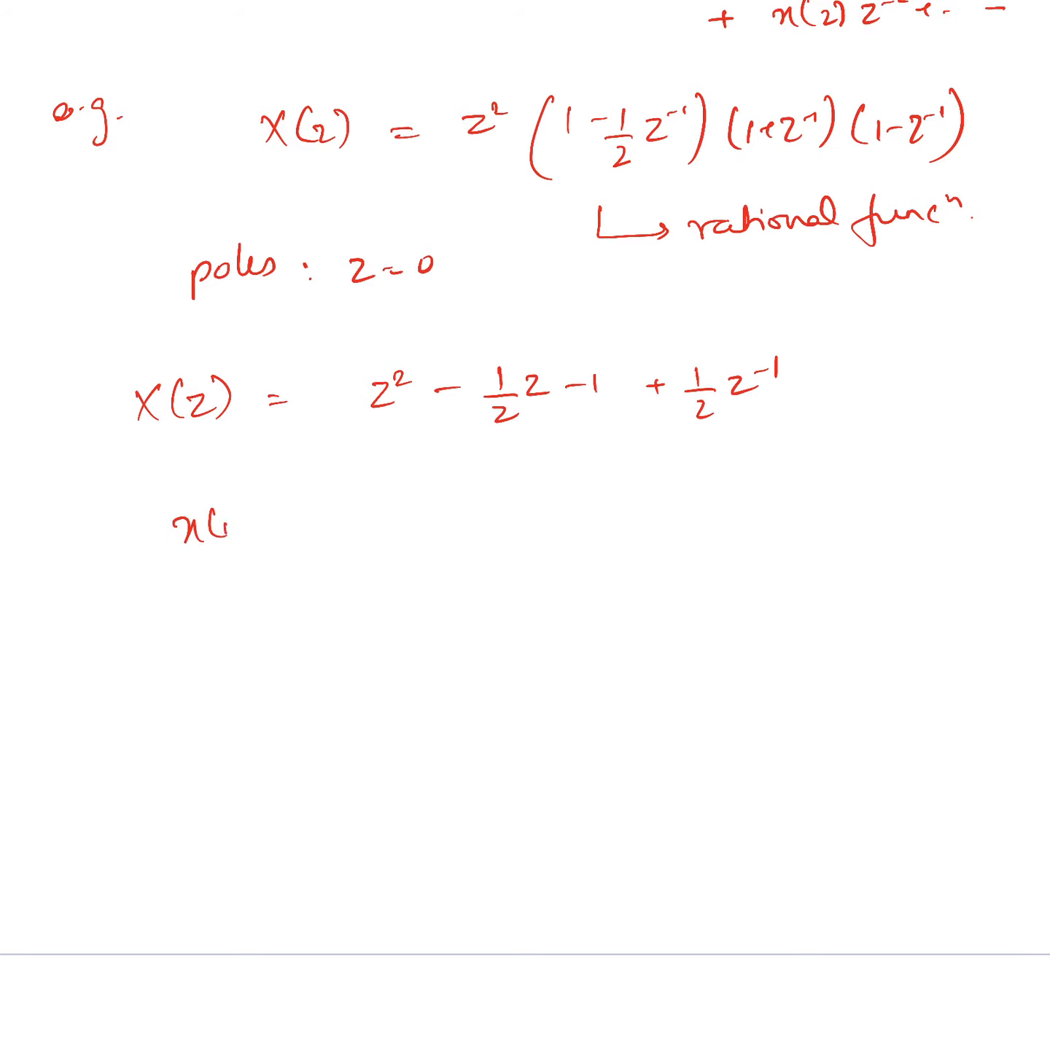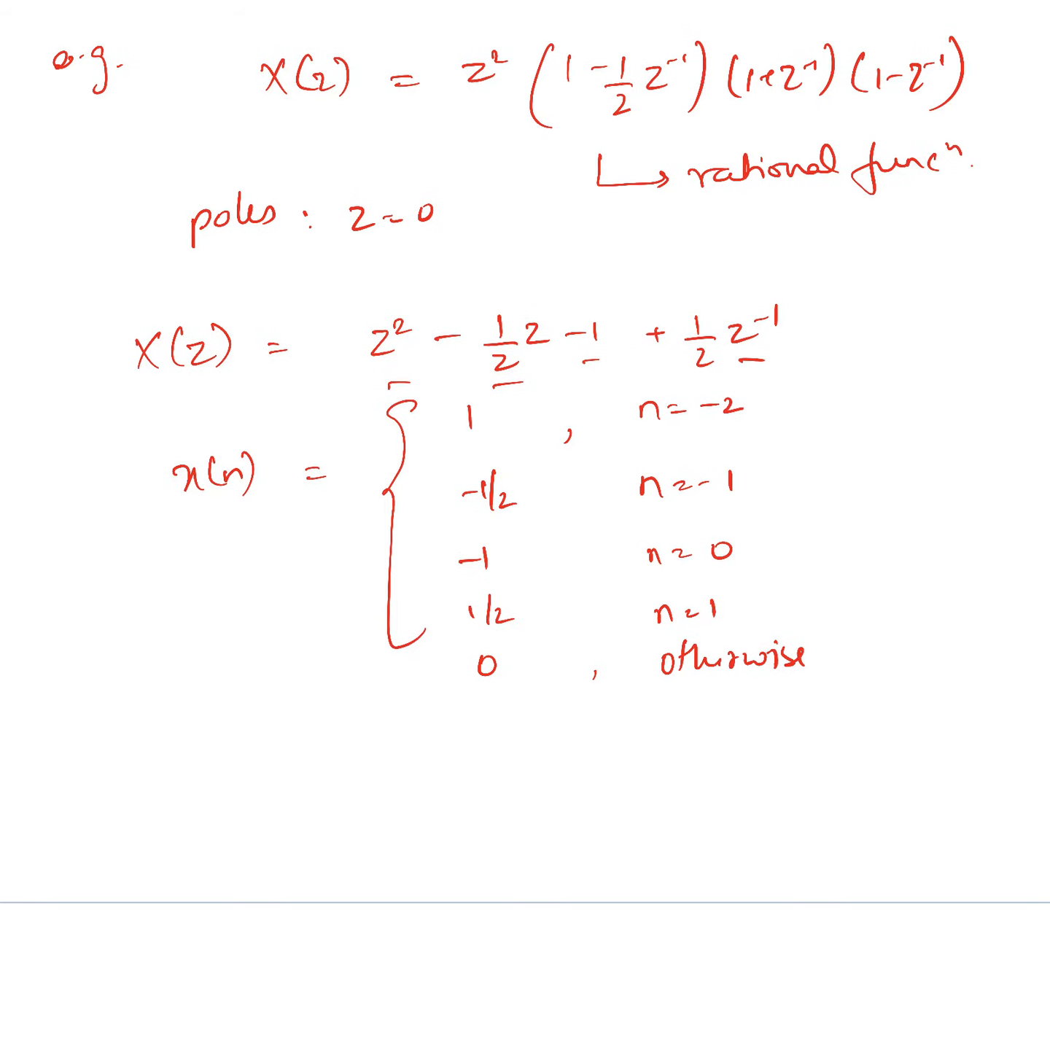So you would have your x of n as: when n is equal to minus 2, the sequence value or the coefficient is 1. For n is equal to minus 1, you have minus 1 by 2. For n is equal to 0, you have minus 1. Now for n is equal to 1, you have 1 by 2, and it's 0 otherwise.